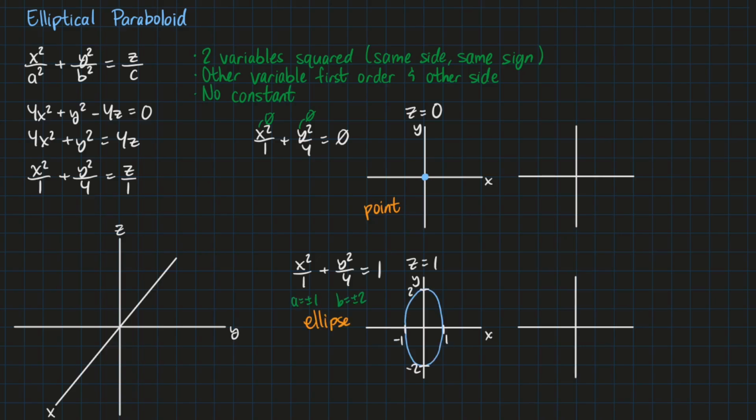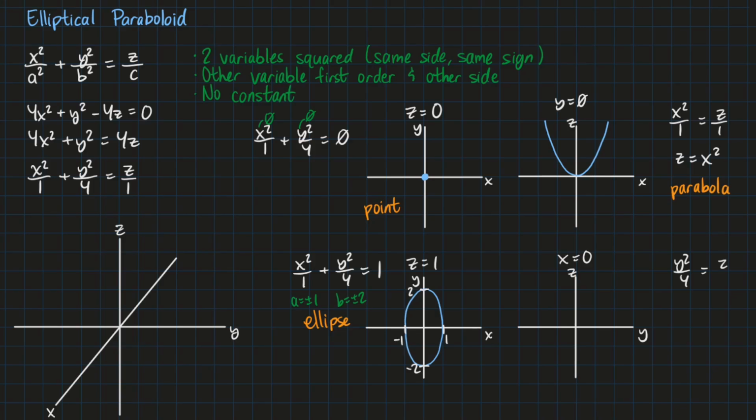Next, let's look at the xz trace. We can set y equals to 0 for the xz plane. So we have x squared over 1 equals z over 1. We can write this as z equals x squared, and this is the equation of a parabola. And now for the yz trace, we can set x equals to 0, and then we are left with y squared over 4 equals z over 1, and we could say z equals 1/4 times y squared. This is also a parabola.